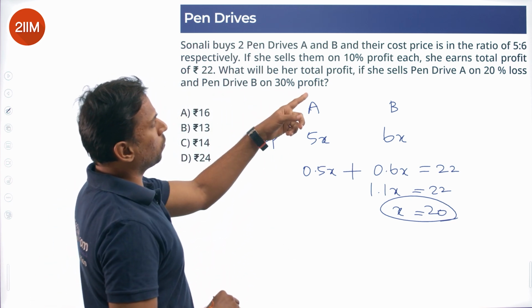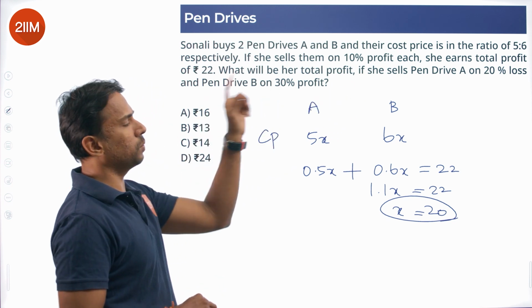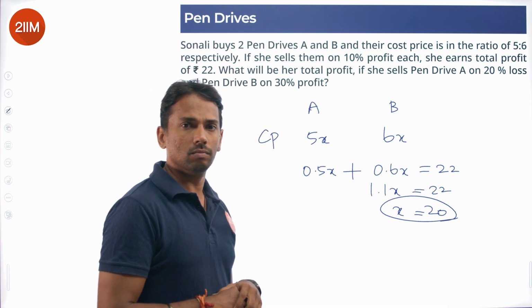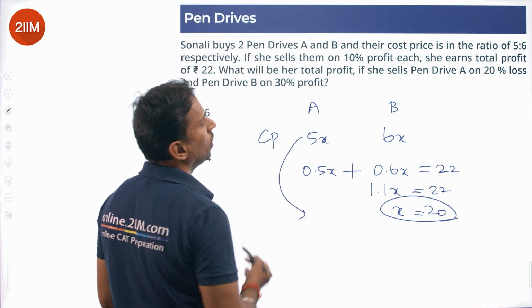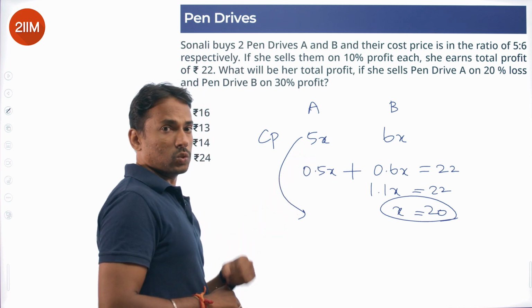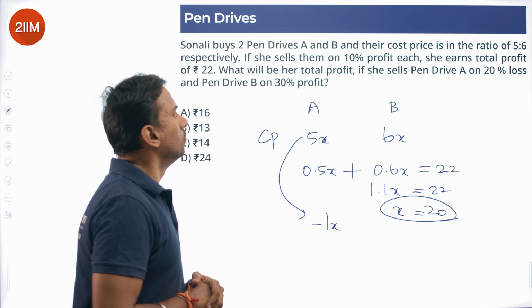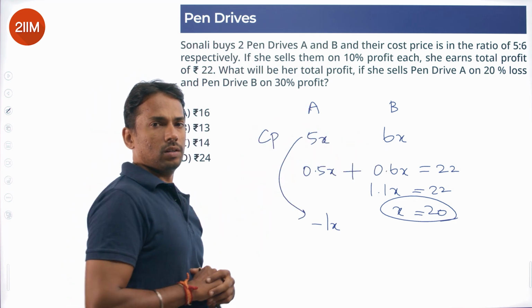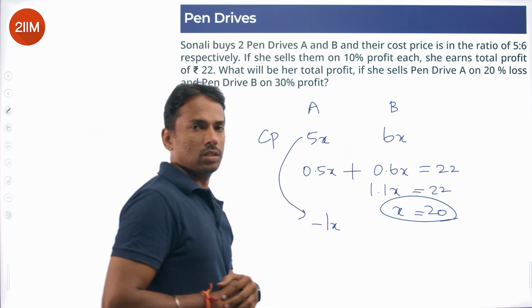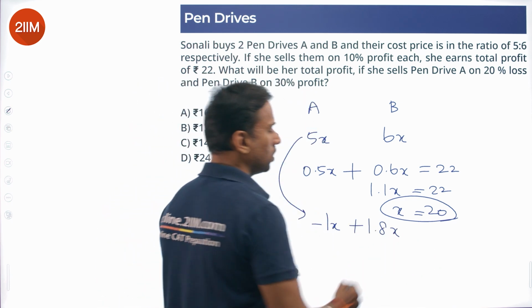What will be her total profit if she sells pen drive A on 20% loss and pen drive B on 30% profit? So A, 20% loss. That means 20% of 5x is 1x. So she will lose 1x here. 30% profit on B. 30% of 6x is 6 3s are 18, 1.8. So plus 1.8x she's going to gain here.